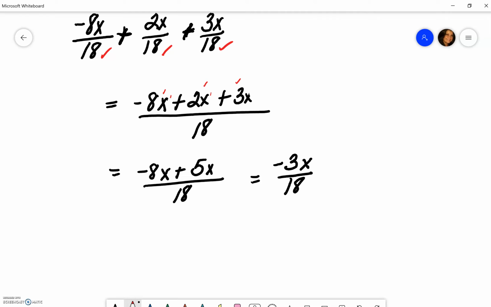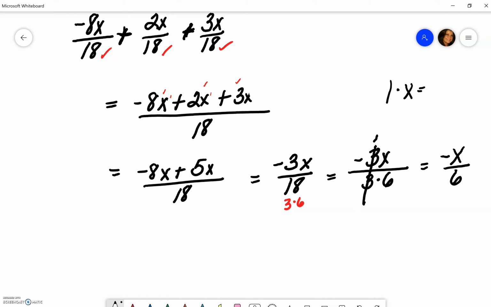That's not in lowest terms because I know 3 times 6 is 18, and we can get the 3's to reduce. So I'm going to rewrite it as -3x over 3 times 6 to represent the 18. We know that divides out to 1. So our final answer would be -x over 6, because remember, 1 times x is just x. And that is our final answer. When you're working on this stuff, don't forget to keep carrying that negative sign with you to your final answer.